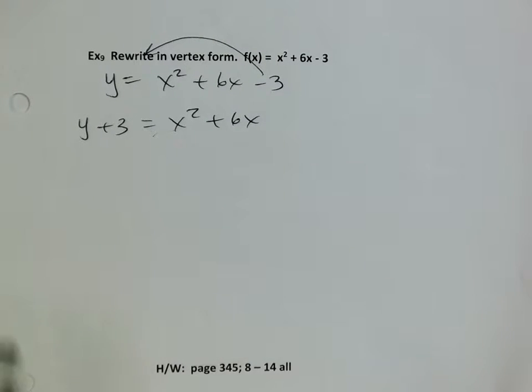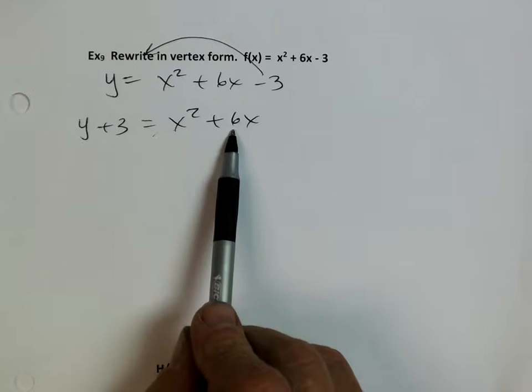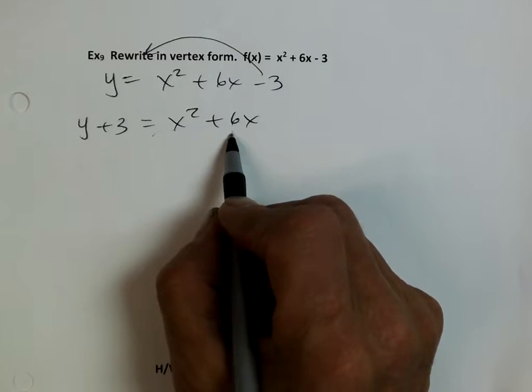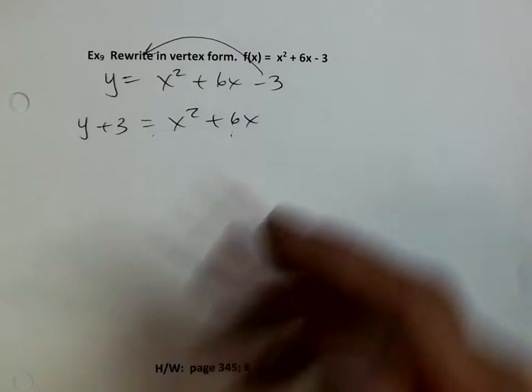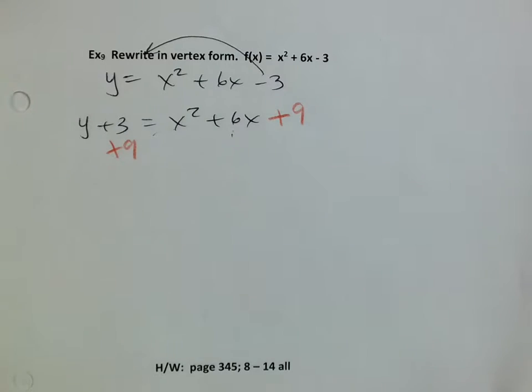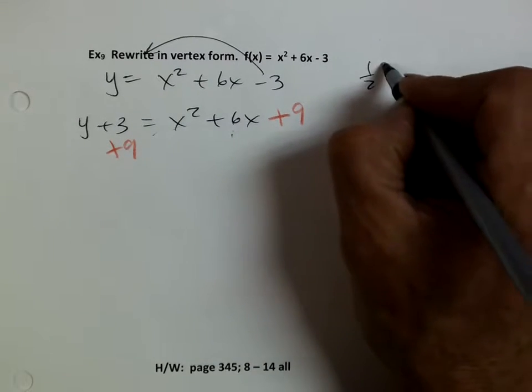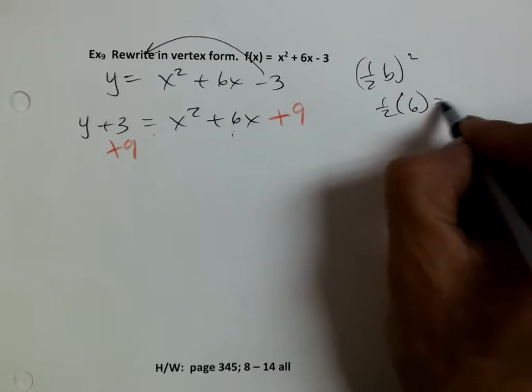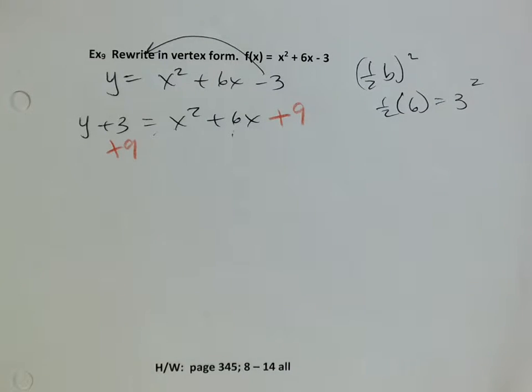Step 3 says take half of b, so half of 6 is 3. Square that and I get 9. So I'm going to add 9 to both sides of this equation. What I did is take half of b and square it: half of 6 is 3, and 3 squared is 9. Now let's see what I got.